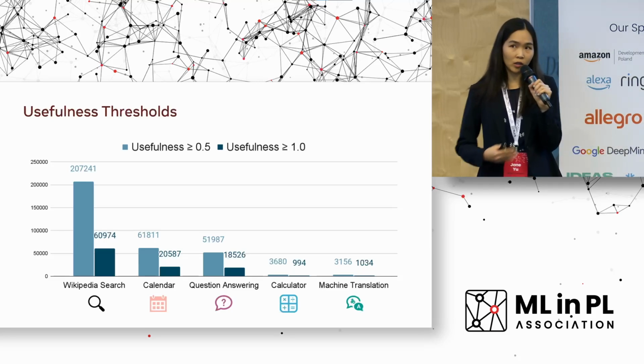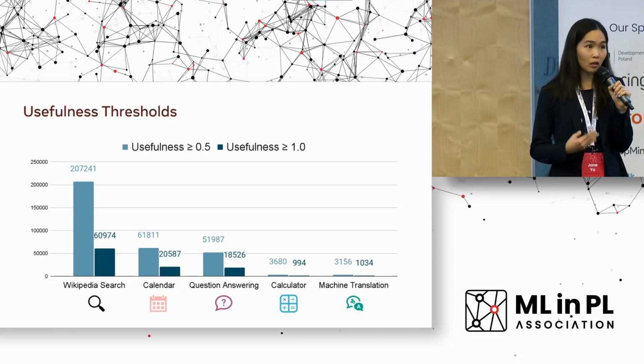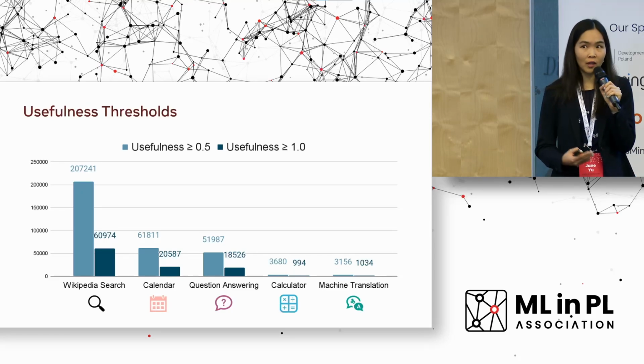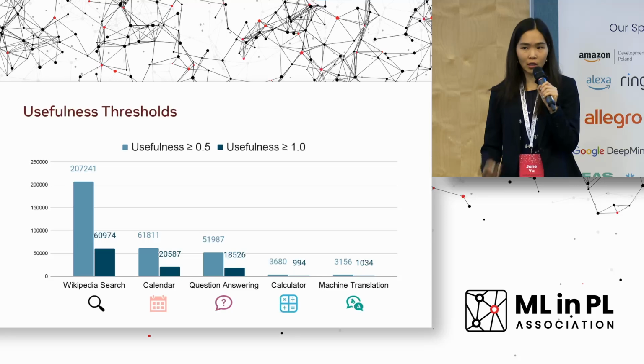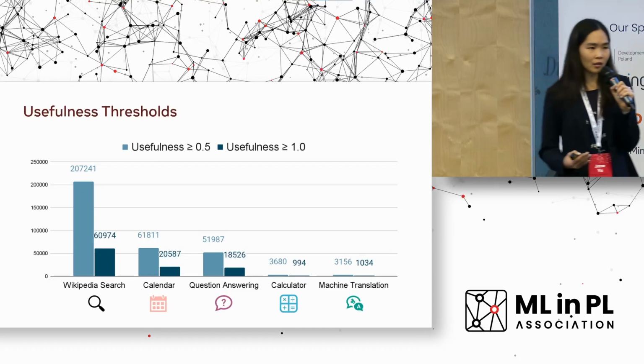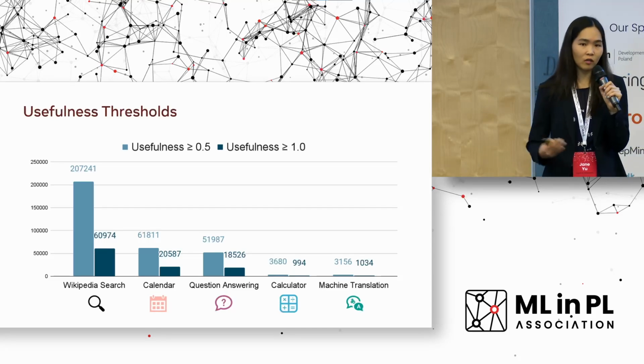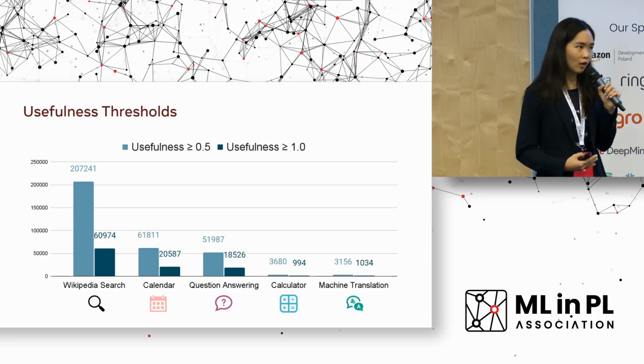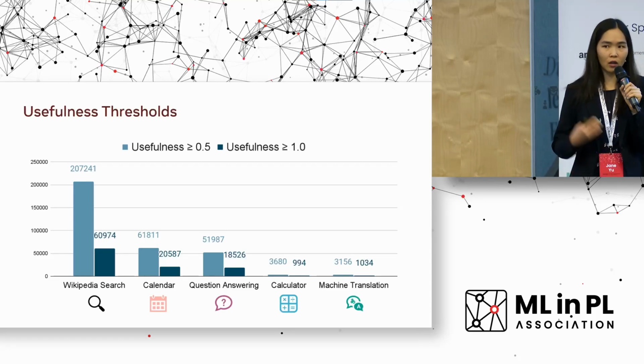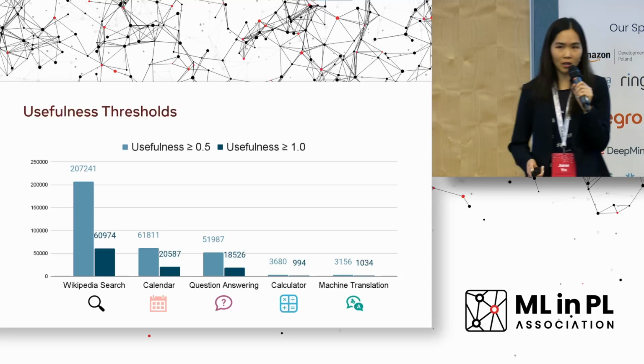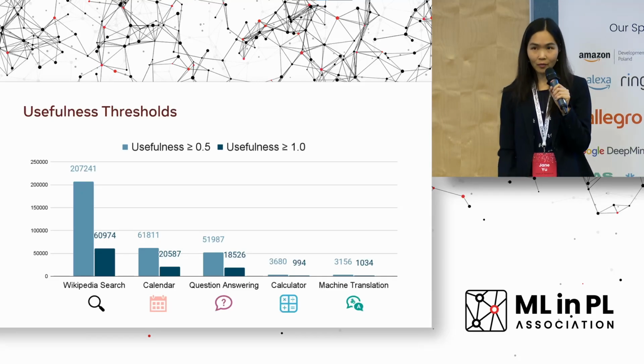You can also see that for the Wikipedia search, we get a lot more examples left over than, say, for the calculator and machine translation tool. It's likely because, if you're taking text from the web, there's not a whole lot of opportunity to use a translator or a calculator, particularly in this data set, CCNet.